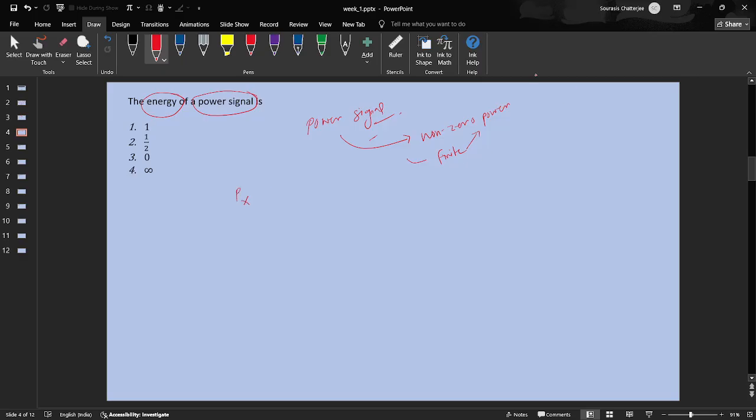So according to your claim, the Px now is the limit of 1 over T times the integral, and these things take some value, let's say c, which is non-zero and finite. So what do you think the energy is going to be for this kind of power signal which is having a non-zero finite power?